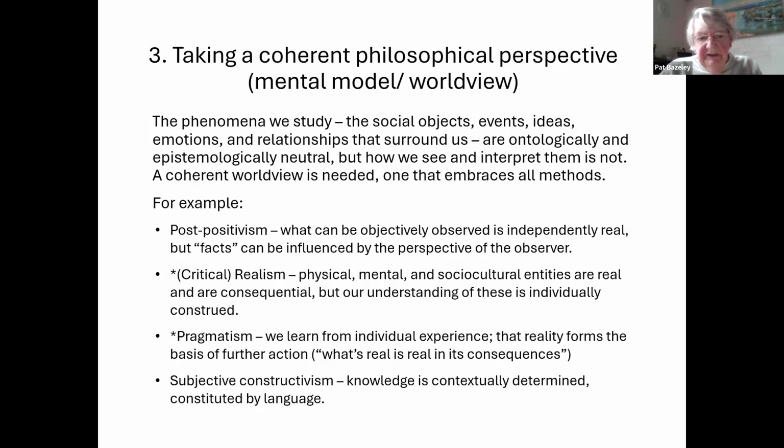More common now are critical realism and pragmatism. So critical realism, or realism, is understanding that physical, mental, and socio-cultural entities are real and are consequential. So there are absolute realities, and these are consequential, but our understanding of these is individually construed. So it takes repeated research, perhaps, to really understand the reality that's underlying whatever it is you're looking at. A pragmatist, on the other hand, says that we learn about reality from individual experience, and that can vary, and that reality forms the basis of further action. And Herbert Blumer was famous for saying what's real is real in its consequences.